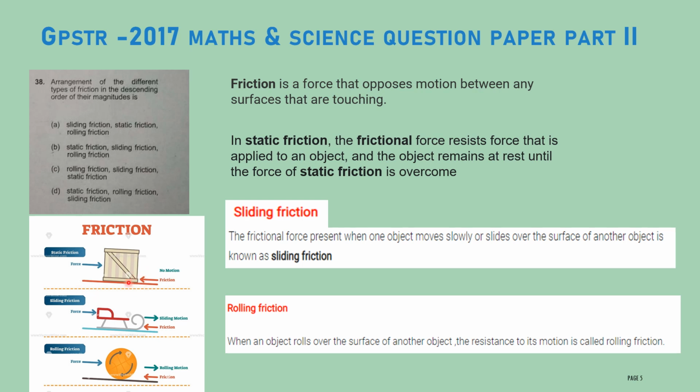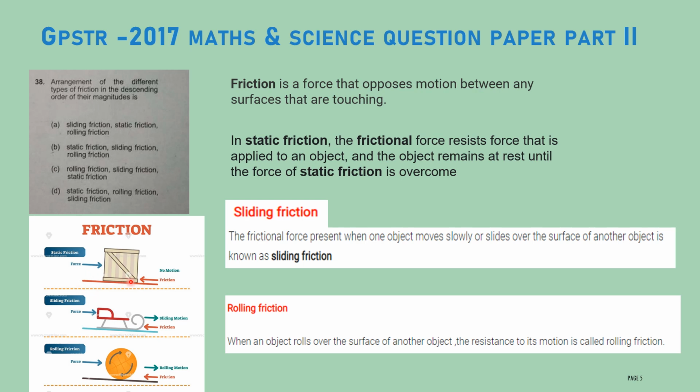To overcome the friction, you have to apply more force. If you apply more force, then the frictional force will be overcome. Otherwise, when the applied force is more than the frictional force, then the frictional force will be less. In that case the object will start moving.